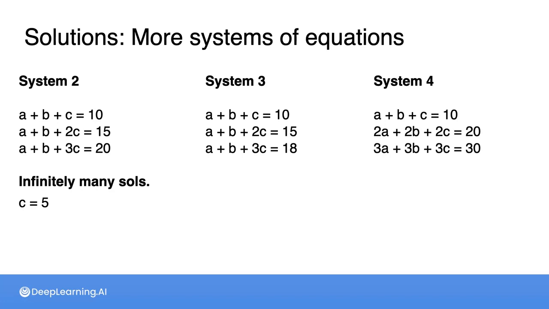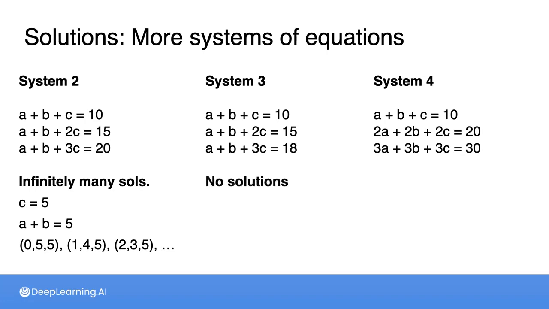When you replace c equals 5 on the first equation, you get a plus b equals 5. And actually, any triplet where the third number is 5 and the first 2 add to 5 works. So all of these are solutions to that system. That system has infinitely many solutions. Now let's look at system 3. System 3 has no solutions.